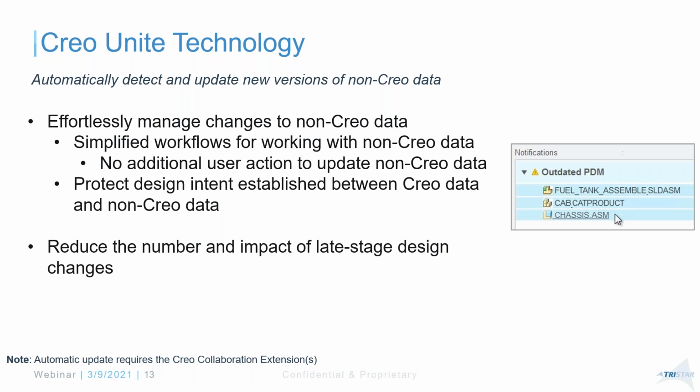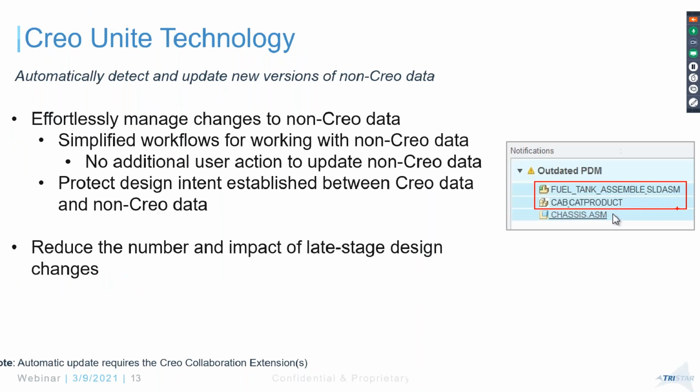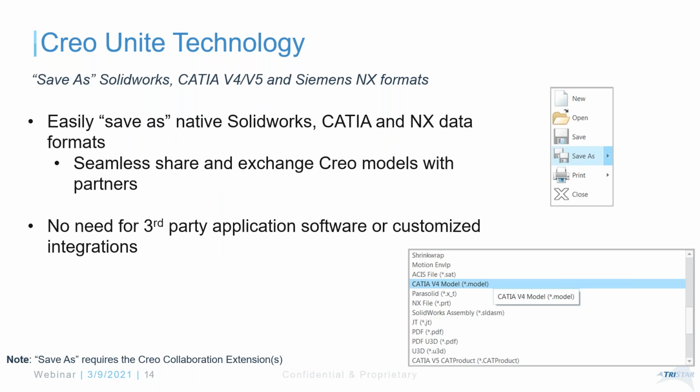You're able to manage the changes as well, right? So here I have a situation where I have a notification that one of the SolidWorks assemblies or the CATIA files are out of date, and I'm able to update that with that collaboration extension, right? So if I had the SolidWorks collaboration extension or the CATIA collaboration extension, I'm getting a warning here telling me that I do have these as outdated, and I'm able to update that. So I'll demonstrate some of these in a demo here in a little bit once I'm done going through these slides.